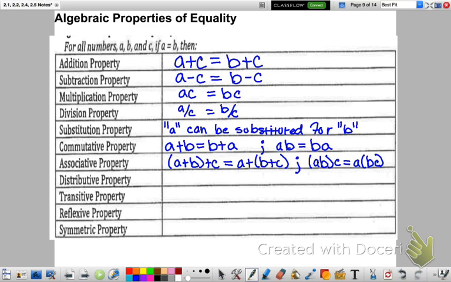Distributive property. If we multiply A times the sum of B and C, it should be the same as the product of AB plus the product of AC. We can do this where the sum is first as well. We should still get the same thing.